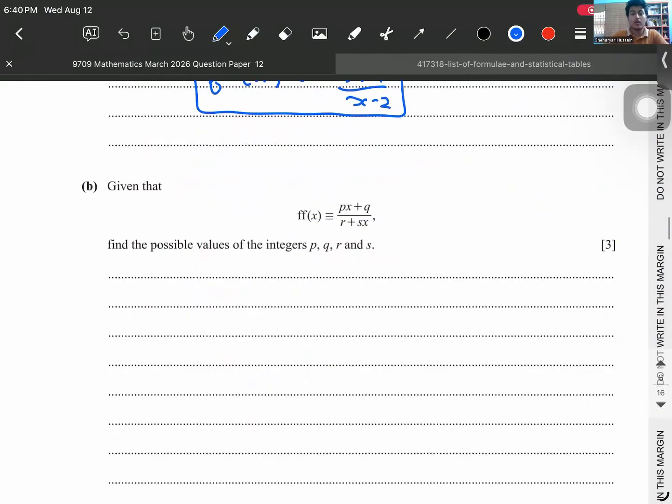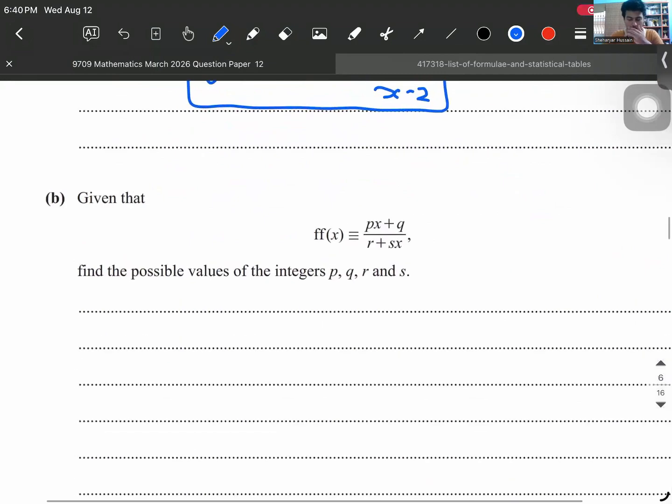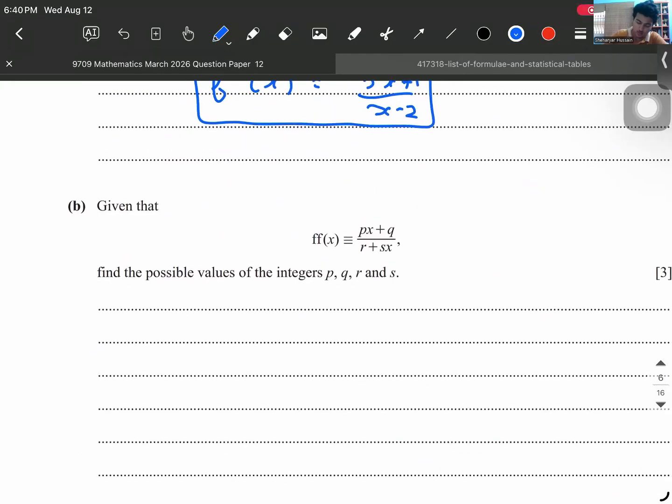Okay, solving this further, part B is that given that f of x equals px plus q upon r plus s of x, find the possible values of the integers p, q, r, and s. Let me just give you the equation. f of x equals 2x plus 1 upon x minus 3. So we have to plug it in wherever there is a value of x. Wherever there is a value of x, we have to plug in the entire function of f of x over there. So this looks something like this.